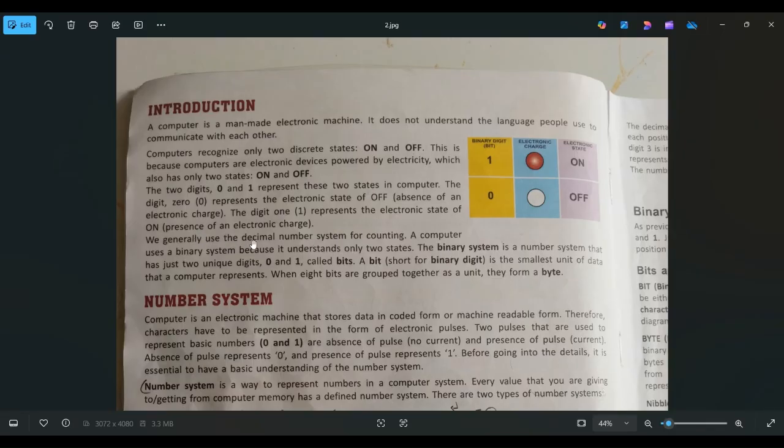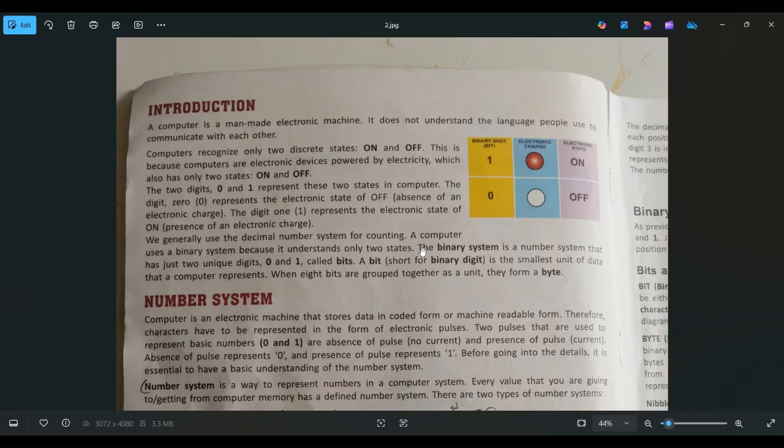Now we generally use the decimal number system for counting, like 1, 2, 3, 4, 5, 6. These are the numbers which we learn right from childhood. That is the decimal number system. But the computer does not understand that. A computer uses the binary number system because it understands only two states.